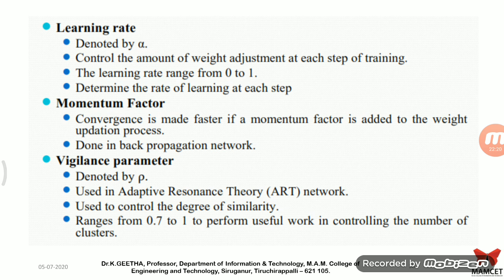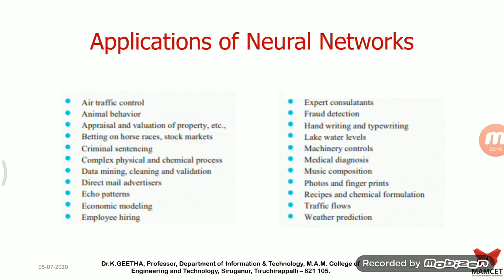Next is the momentum factor. Convergence is made faster if a momentum factor is added to the weight updation process, and it is done in the backpropagation network. The vigilance parameter is used in the adaptive resonance theory ART network. It is used to control the degree of similarity, and it ranges from 0.7 to 1 to perform useful work in controlling the number of clusters.